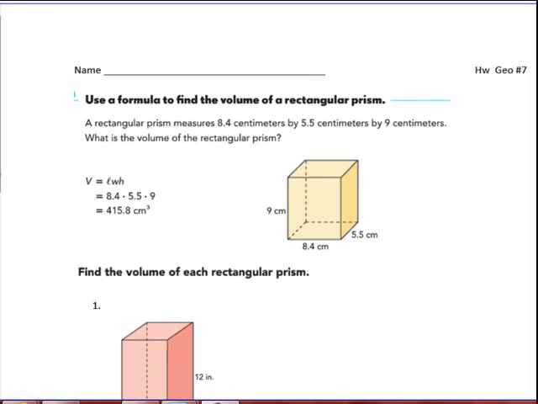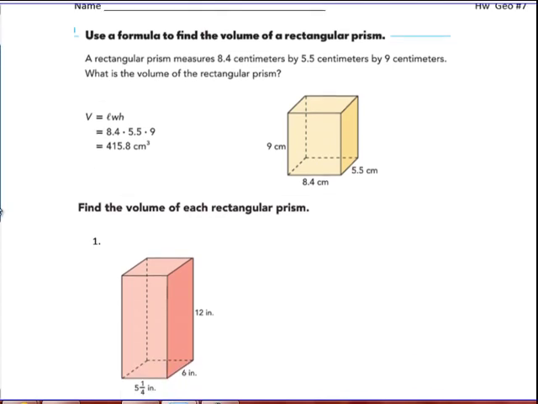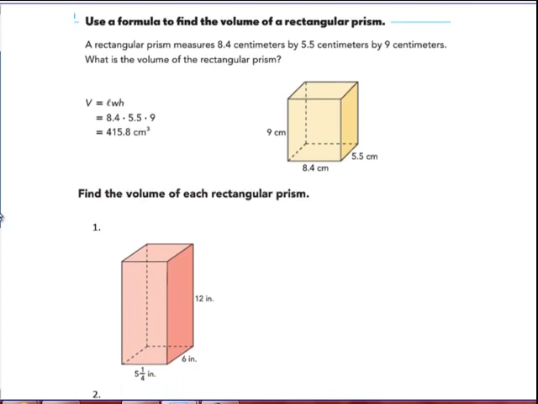So this video is about volume. You have to have your worksheet GO7 with you to do this. It's length times width times height. So our volume, for any prism, is capital B H.